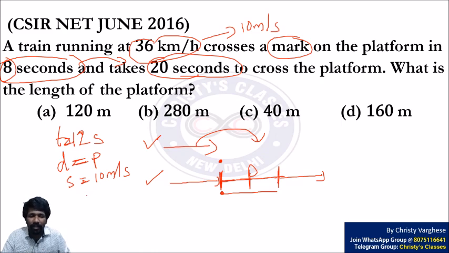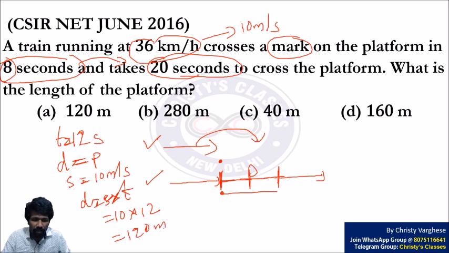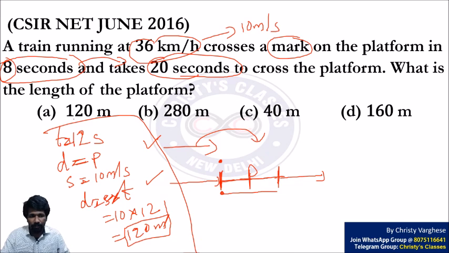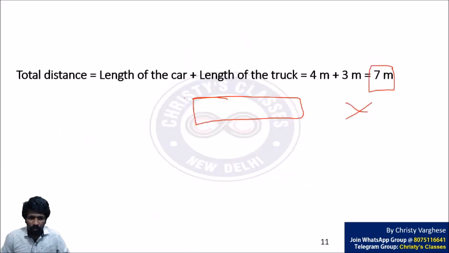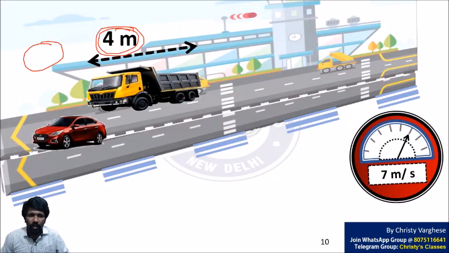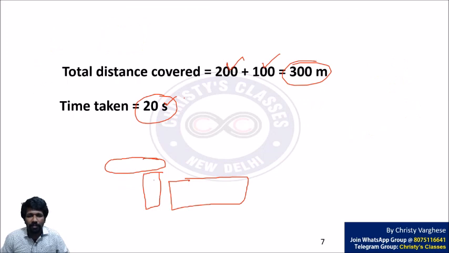Now directly apply this. Distance equals speed into time. Speed 10 meter per second into time, 10 into 12, 120 meter. This is the shortcut method, or faster way of doing this question. Both methods will give you the same answer, 120 meter. So this is the significance of what I taught you, the different types.